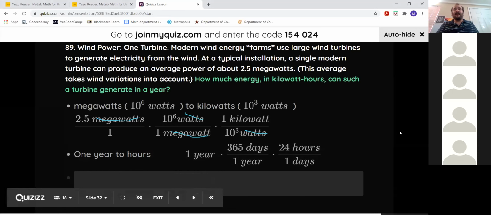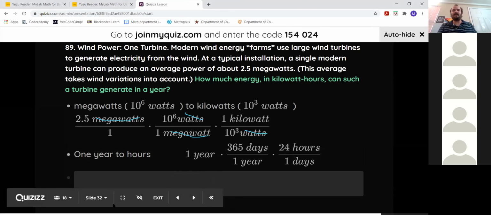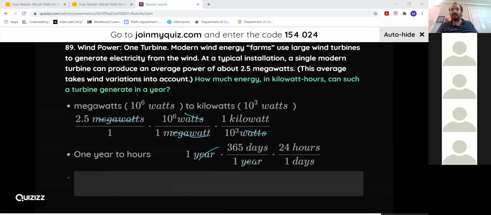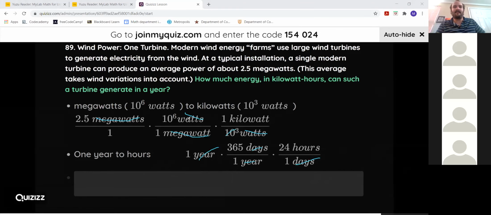The other thing is 1 year to hours. So we got to go 1 year is 365 days. 1 day is 24 hours. If we do this, we end up in hours. So I have this thing that's in kilowatts. I have this thing that's in hours. I think everything is getting multiplied. I don't see anything on the bottom besides this. But this I can simplify a little bit. Like I said, I can take out here and maybe do this as 10 to the third instead.